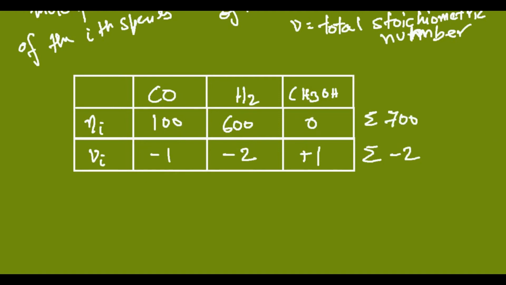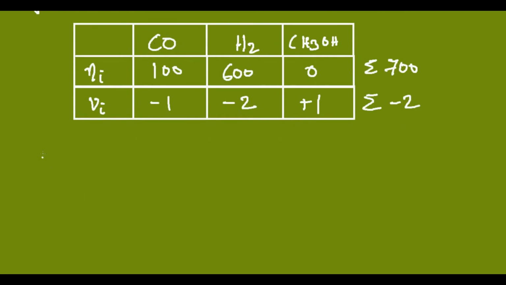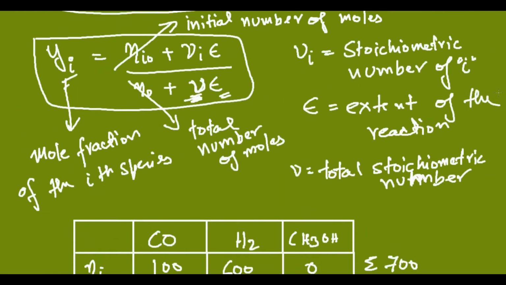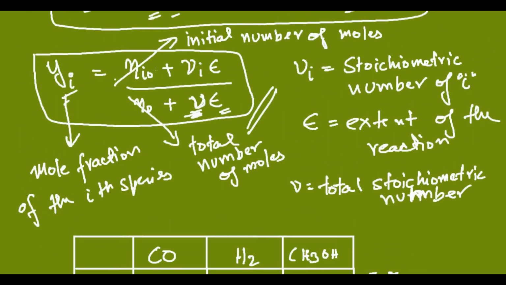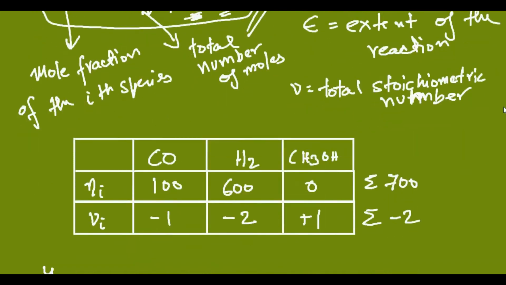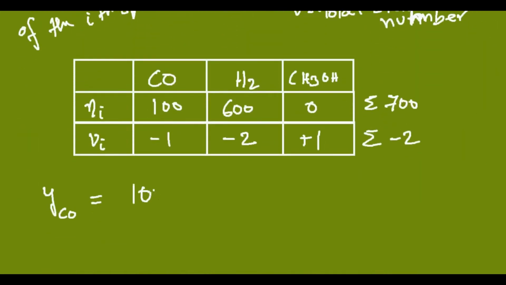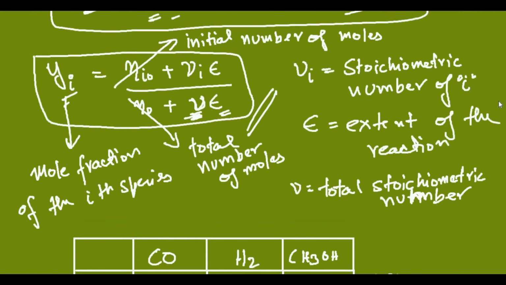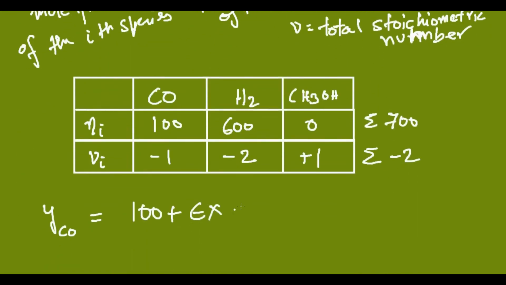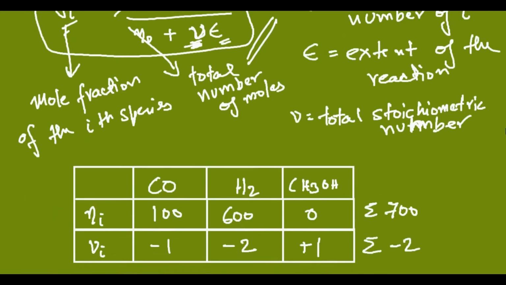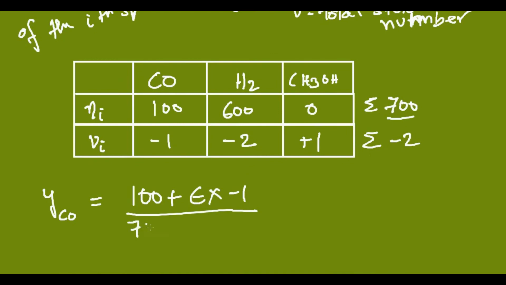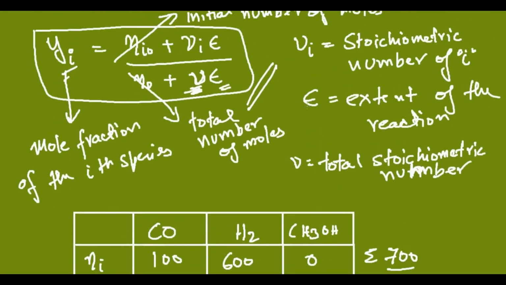Now I will try to find the mole fractions of each of these. Y of CO first. So what is Y of CO? We will use this relation. Ni0, that is the initial number of moles, which is 100, so I will write 100 over here, plus epsilon into the stoichiometric number, which is -1, divided by N0, the total number of moles, which is 700, plus epsilon into the total stoichiometric number as per this formula.